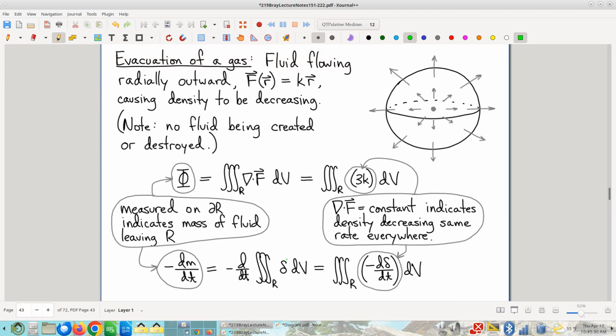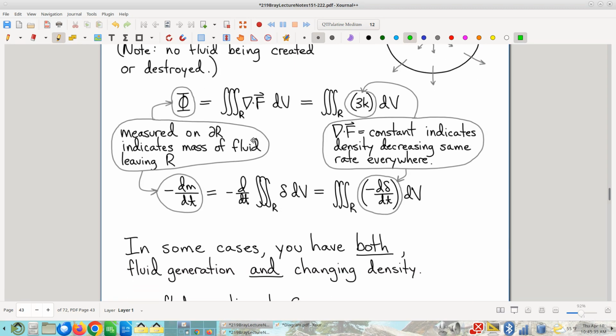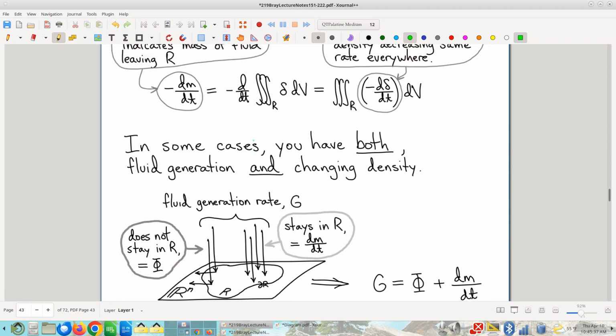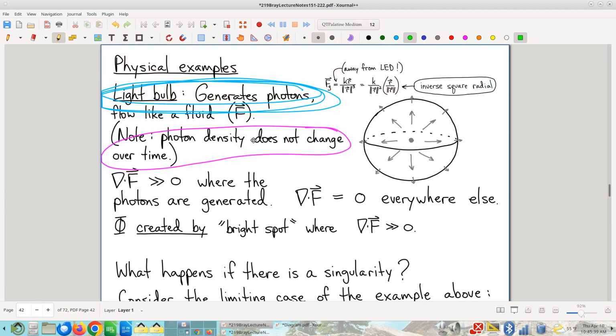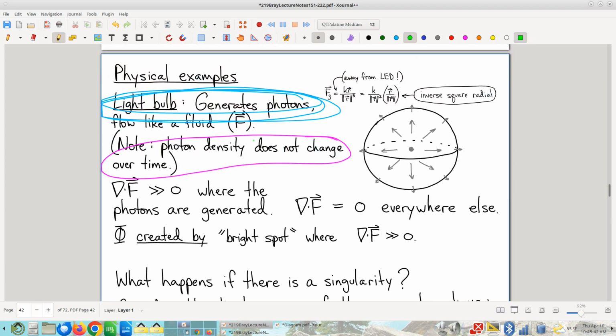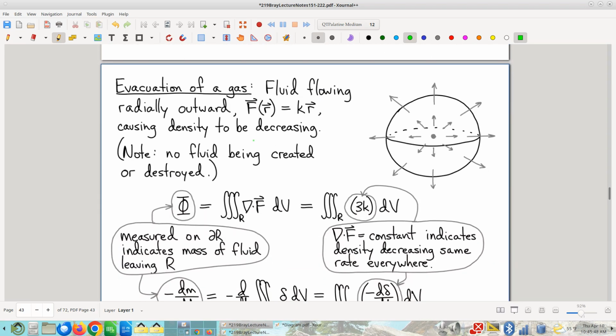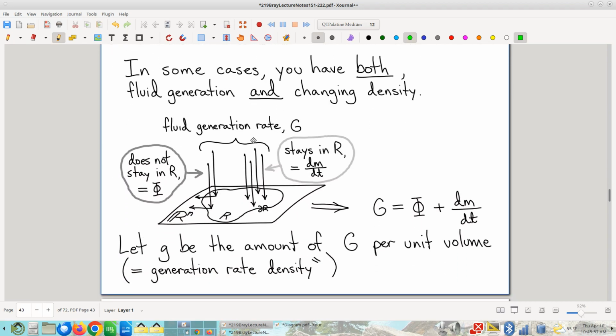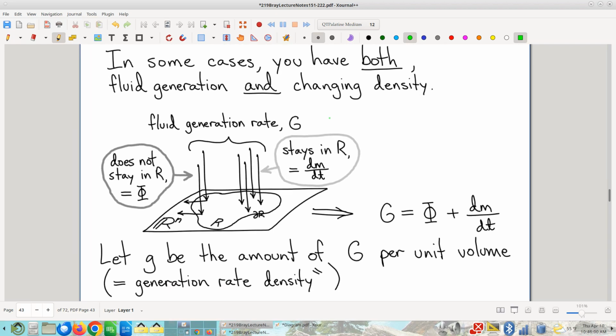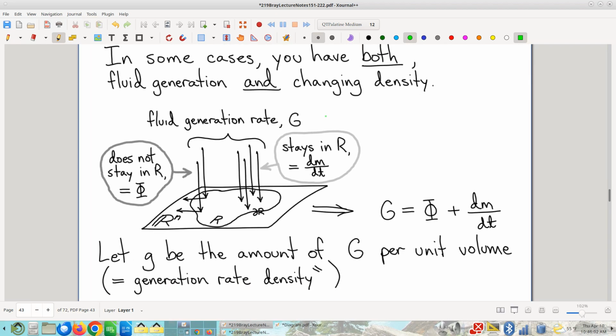Okay, before we go on to another really cool example, I'm going to do a sort of a unification. So we had this one physical scenario where we're generating fluid, but density is not changing. We have this other physical scenario that's kind of the exact opposite. We're not generating anything, and the density is not constant. Okay. So let's consider the scenario where maybe both things are happening at the same time.